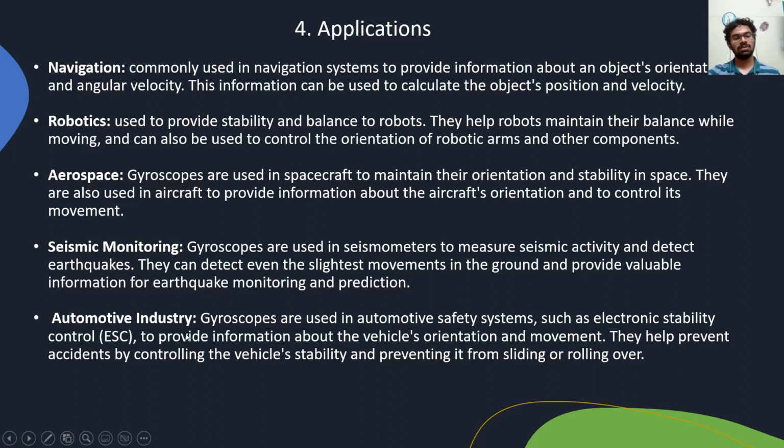The last and important one is the automotive industry. Right now, Tesla is using a gyroscope, as are any electric cars with autonomous driving systems. They have a component called electronic stability control, and it is useful in getting information about the vehicle's orientation and movement so that it can prevent accidents or rollovers on the roads.